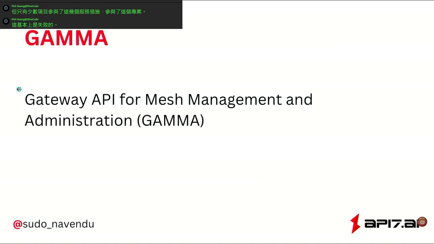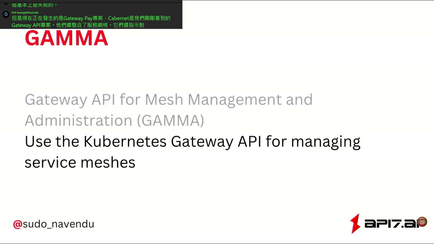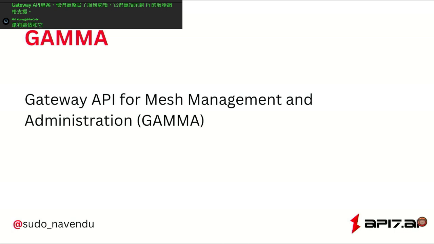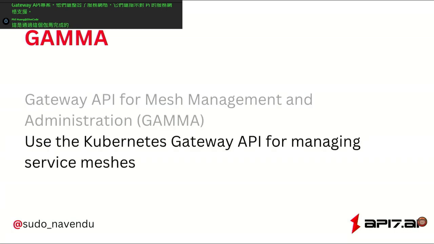But now what is happening is the Kubernetes Gateway API project, which we just saw, is also integrating service mesh support into the API, and it is done through the Gamma initiative. So you can also use the Kubernetes Gateway API to manage service meshes as well. Now you can take one API, the Gateway API, and use it to manage your API gateways within Kubernetes and your service meshes.